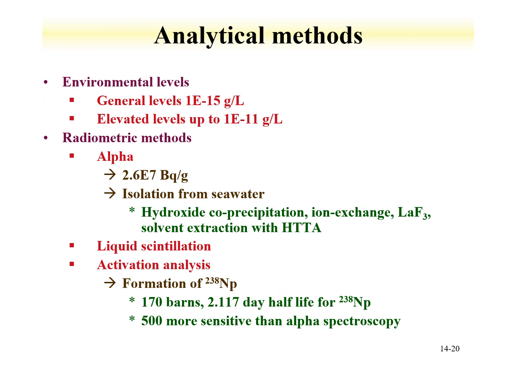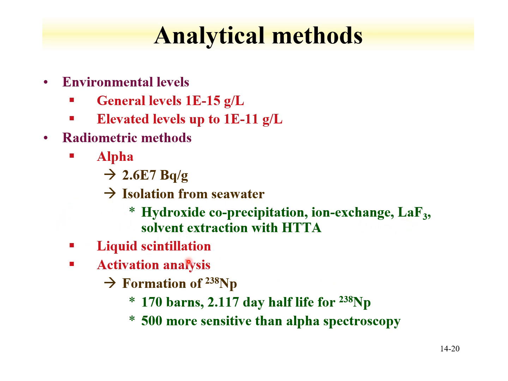Finally, there are some analytical methods that can be used for determining neptunium. Most common, you would expect, would be radiometric methods. For the alpha, there's 2 times 10 to the 7th becquerel per gram, so this allows a way to detect the neptunium. Isolation of neptunium from seawater can be performed. Usually the material is concentrated with co-precipitation, ion exchange, or solvent extraction.